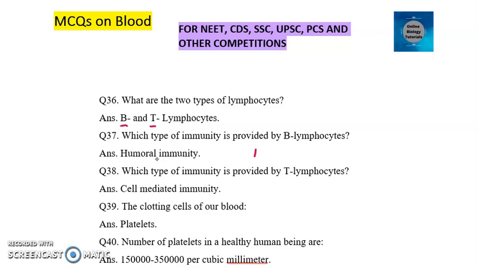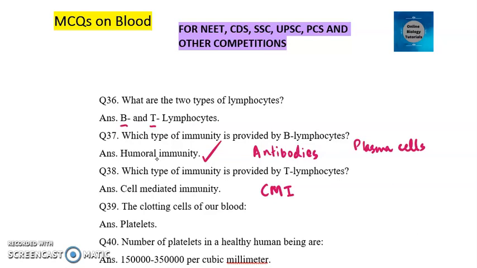Remember, humoral immunity is the one where we talk about antibodies, where we talk about plasma cells. So if you get such type of questions like plasma cells are associated with which type of immunity, or antibodies are produced in which type of immunity, you are going to pick up humoral immunity as the right answer. Next question, which type of immunity is provided by T lymphocytes? So it is CMI, or cell mediated immunity.